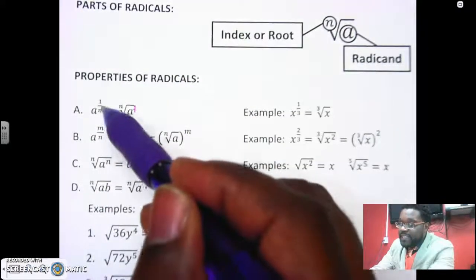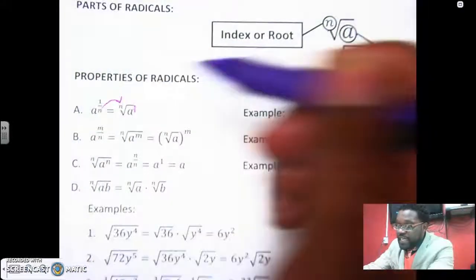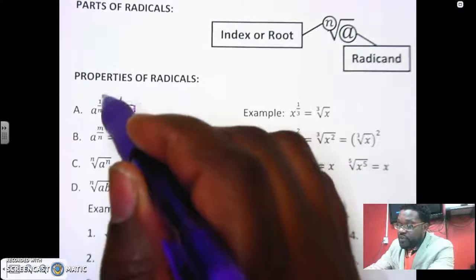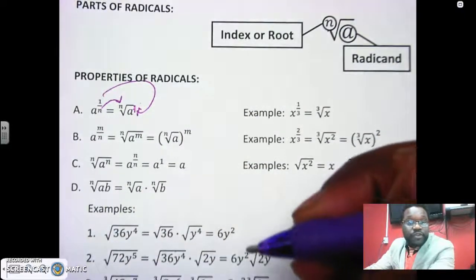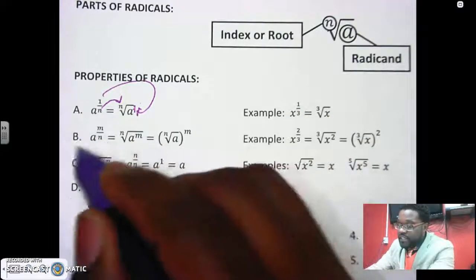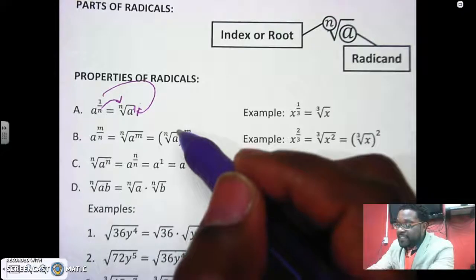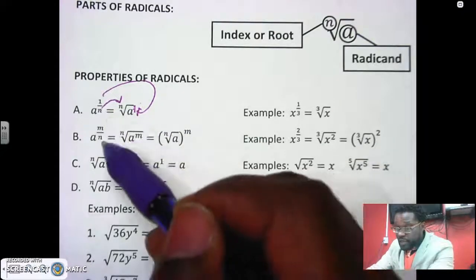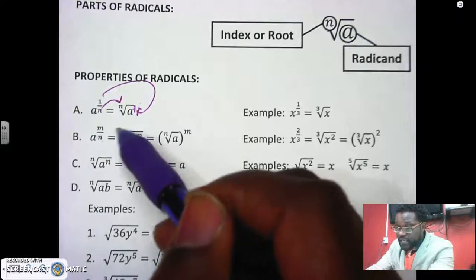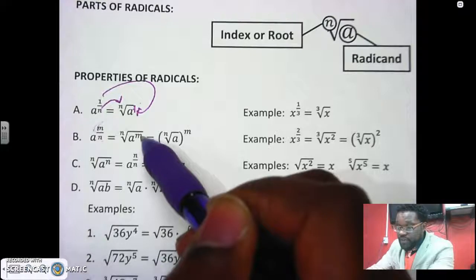So basically the denominator of the fraction is your index or root, and the numerator turns out to be the exponent underneath the radical. Now in the second property here, it's basically saying the same thing, where the denominator is your index always, and the numerator is the exponent underneath the radical.